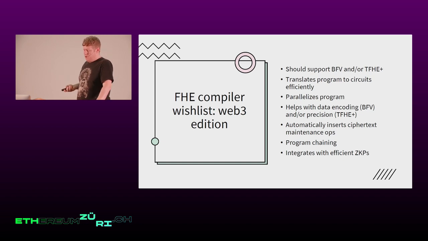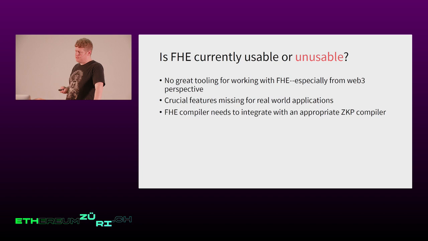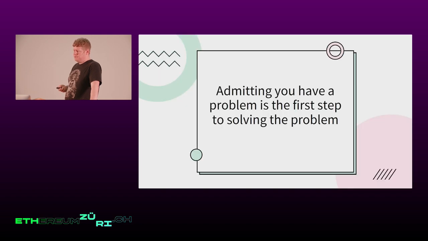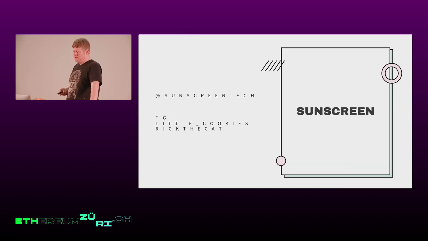Then finally, FHE is useless without zero-knowledge proofs, so you need a runtime that can marry the integration between zero-knowledge proofs and FHE. So today, FHE is not actually usable in Web3. We need better tooling, and in particular, we need to marry FHE and zero-knowledge proofs together. So now we've talked about a number of problems with bringing FHE to Web3. We can hopefully start bringing some solutions to the table. So this concludes the talk.